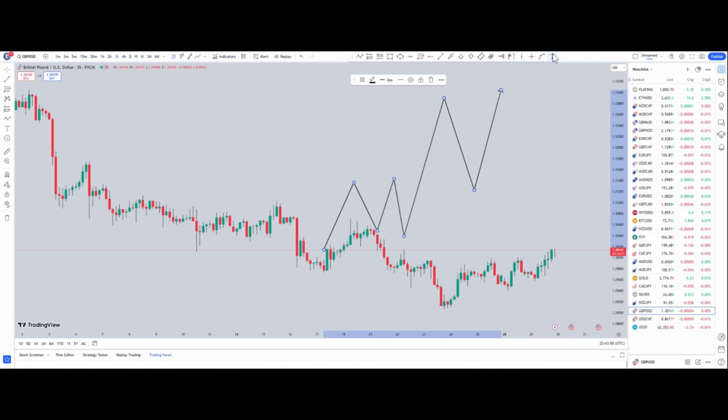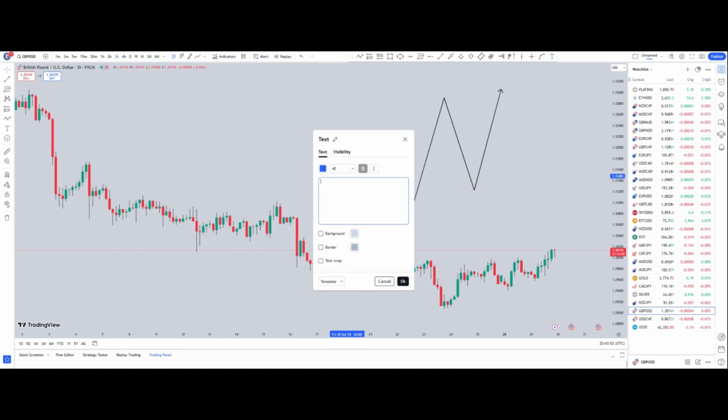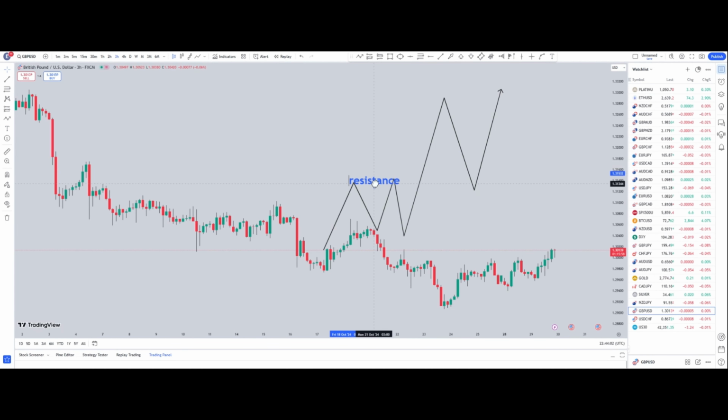So let's label it. This point is called a resistance, and this point is called a support. This is just how it looks. When a resistance is broken, it changes to a support.